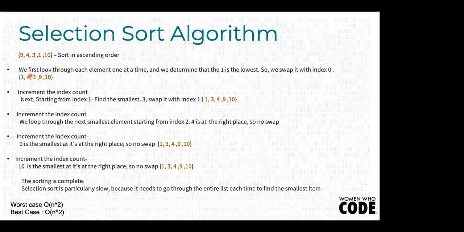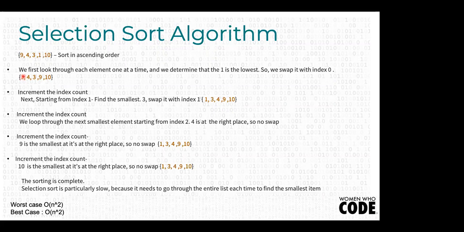So let's see. Looking at this array, we know that 1 is the smallest, the lowest. So we swap it at index 0. It's already at index 0. So now we increment the index count from 0 to 1.